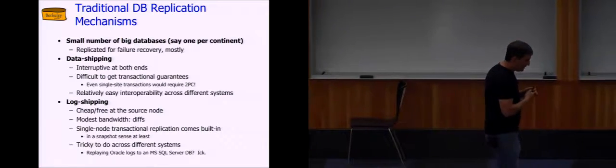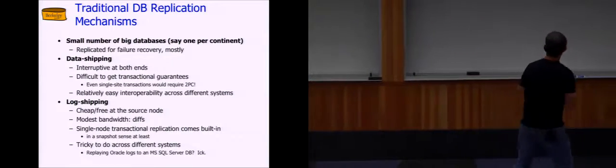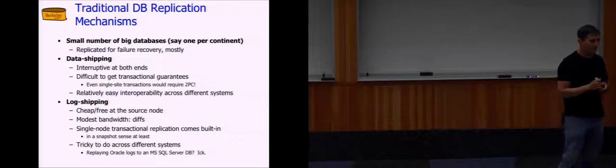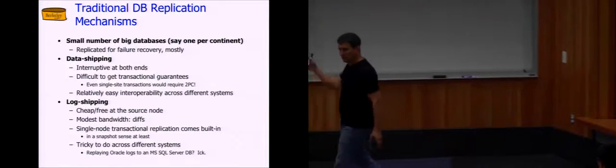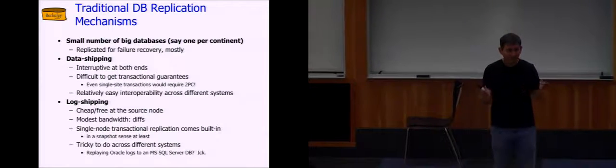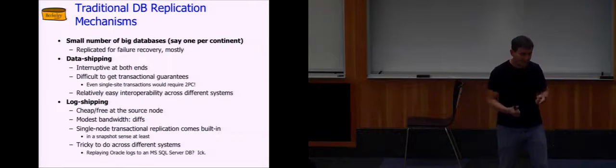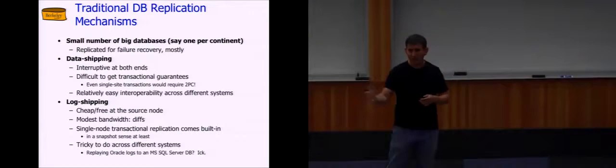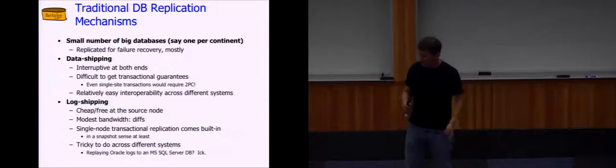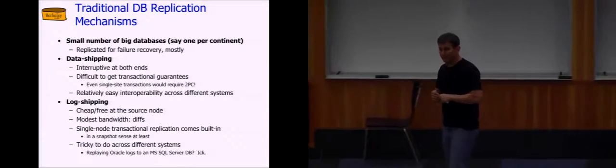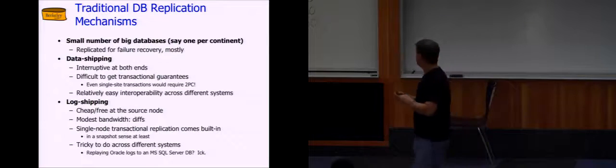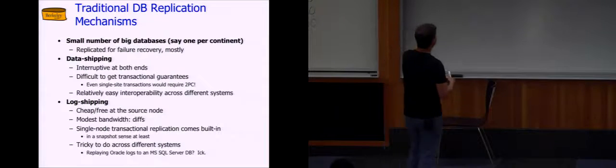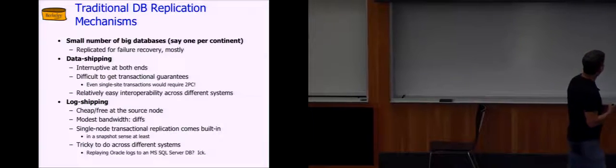Here's another thing that's kind of weird. It's actually hard to get transactional guarantees, even if all the transactions are single site. So if I'm running a bunch of transactions in San Francisco, and you're running a bunch of transactions in New York, they don't touch each other's data, and we just want to replicate them back and forth. It's actually hard to get that right if we're shipping arbitrary pages back and forth. The only way to do it is two-phase commit. If you want to commit in New York, you have to talk to San Francisco and say, did you get all my updates? And San Francisco has to say yes, and then you can commit. So that's kind of a drag. It's expensive to do this and have transactions.